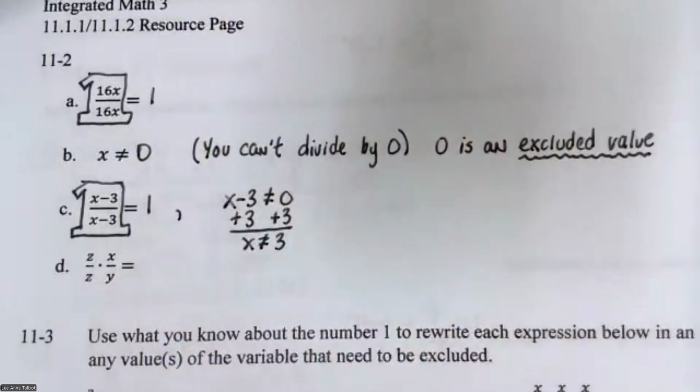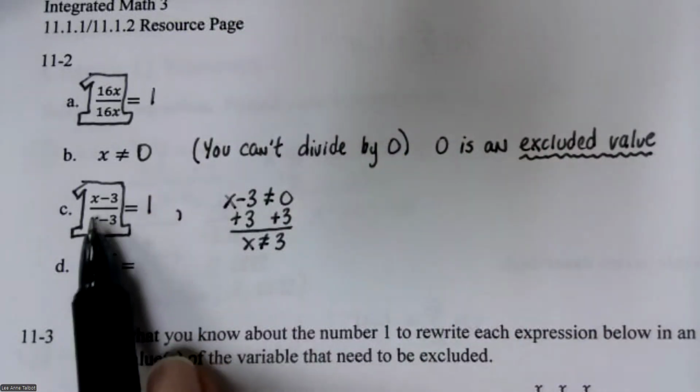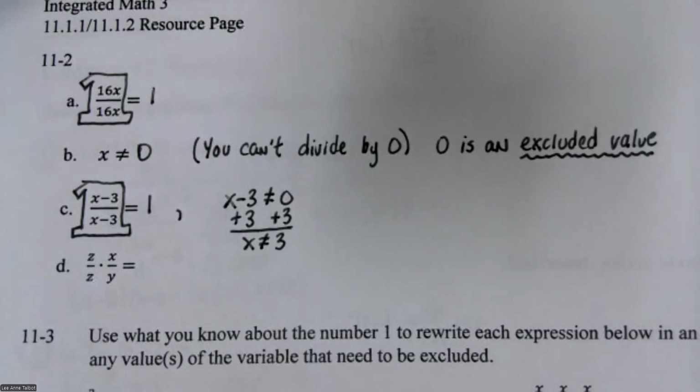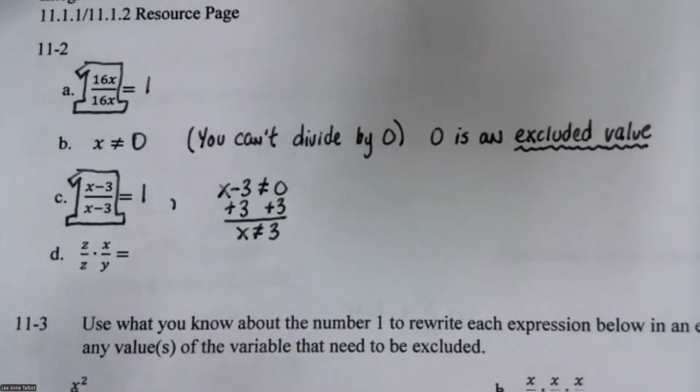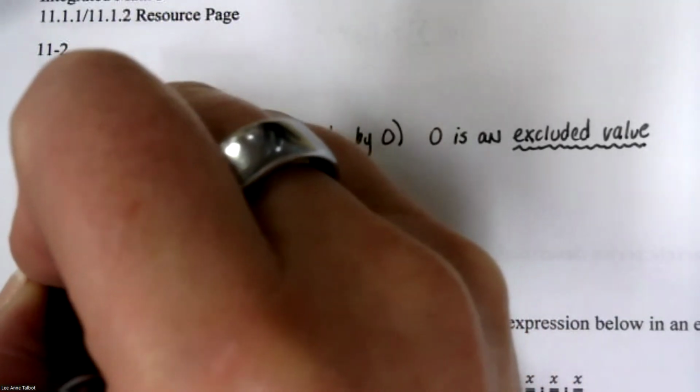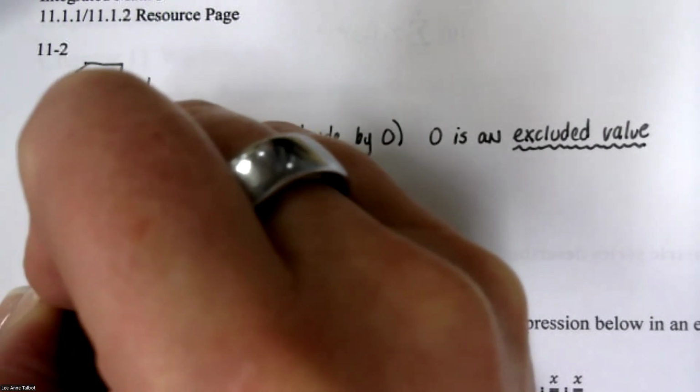Okay, so these problems have two parts. You simplify the fraction, and you state the things that x cannot be. Okay, now D, last one that we're going to draw a giant 1 on. I see a giant 1 on the z's.